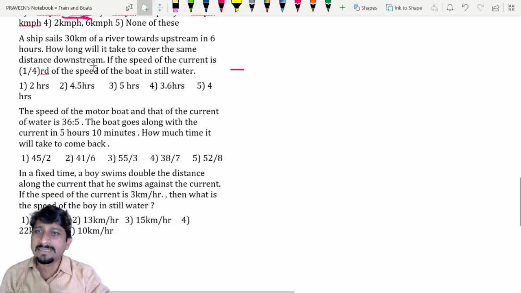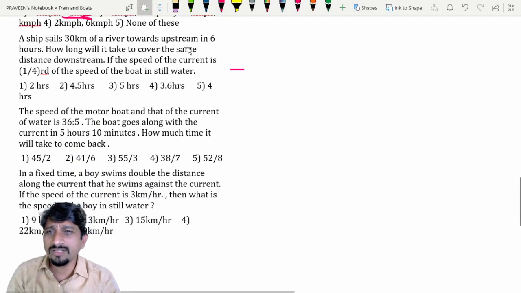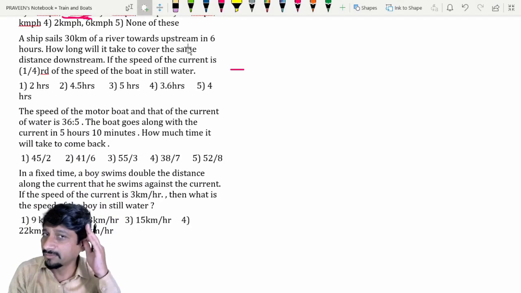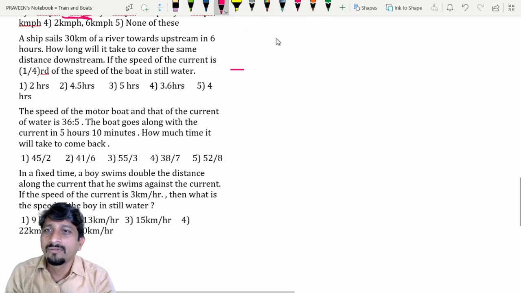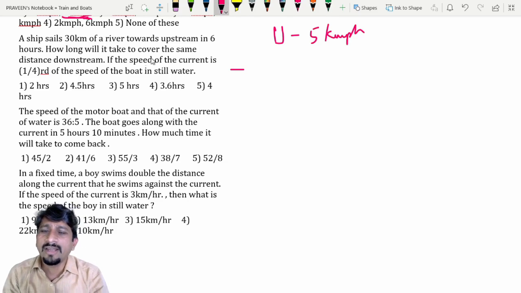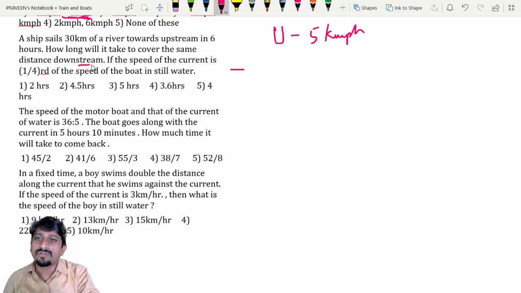A ship sails 30 km of a river towards upstream in 6 hours. Okay, so upstream speed we know it is 30 by 6, so 5. Upstream speed is equal to 5 kmph. How long will it take to cover the same distance downstream? Same distance downstream. The speed of the current is one fourth of the speed of the boat in still water.